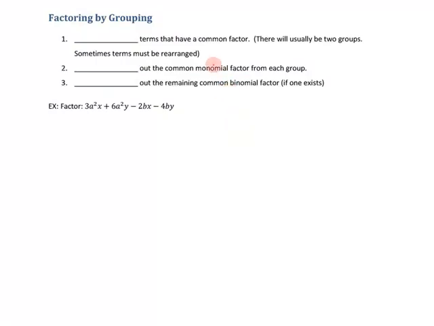So let's talk about how we factor by grouping. First thing you're going to do if you want to factor by grouping is group terms together that have a common factor. Usually it's going to be two groups of 2, but sometimes you may have to rearrange that. Sometimes it's possible to have different sized groups, but most of the time in our grouping, the first thing to try is to group them into pairs. Once you've done that, factor out the greatest common factor from each group.